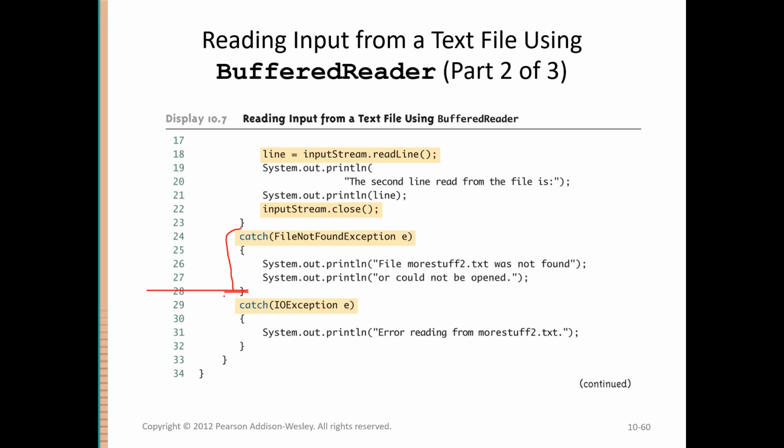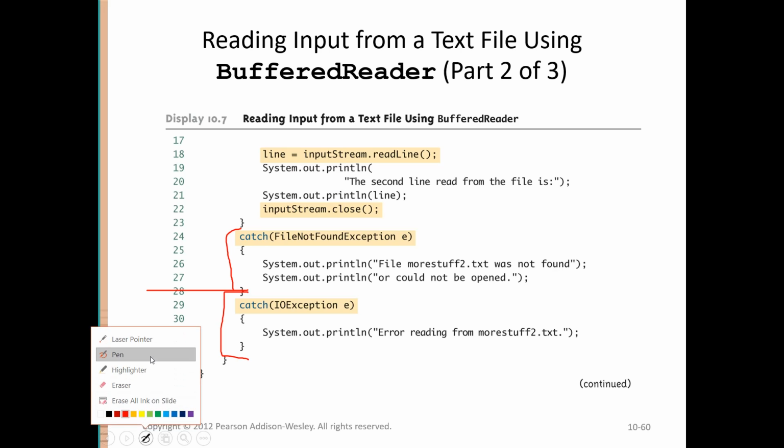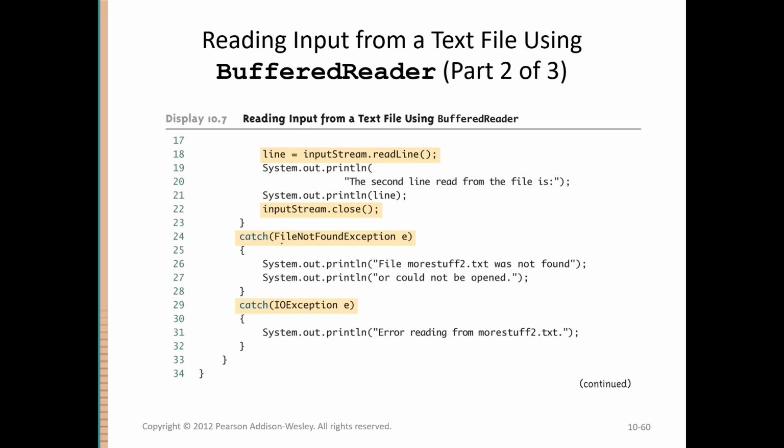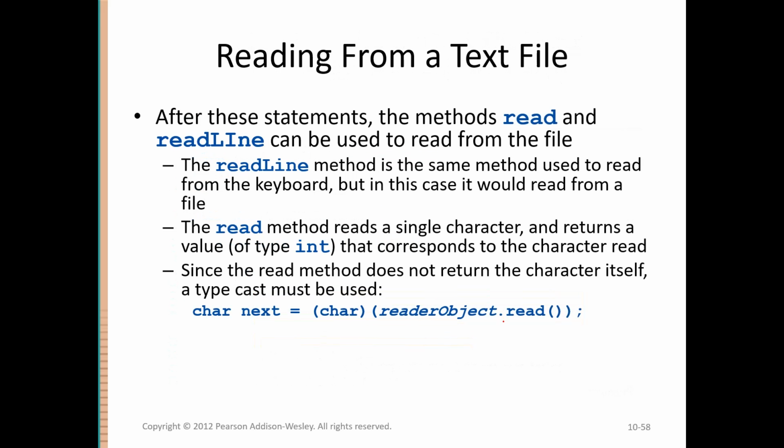Now, you see, these are catching two types of exceptions: the specific one and the more general one. The file not found exception, okay, so the file was not found, you'll display that message. But if something else happens, then you have this IO exception that is caught. What kind of other things might happen?